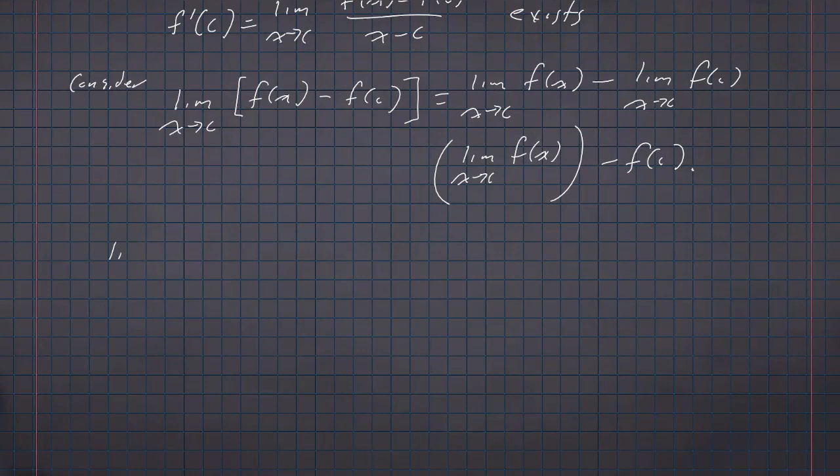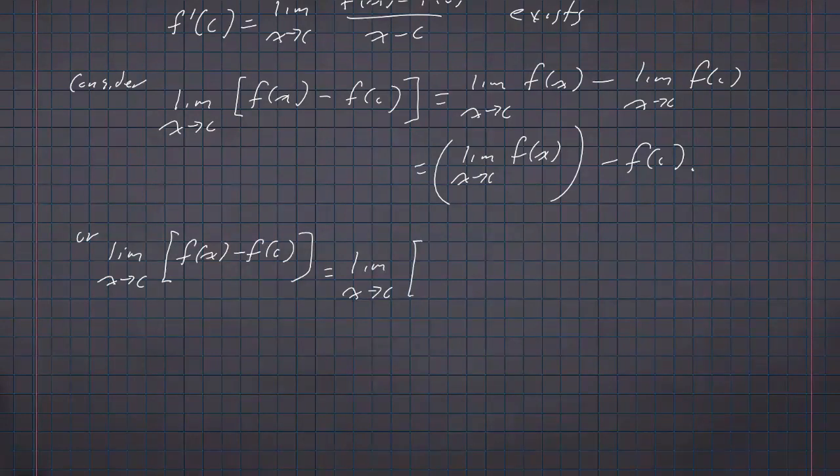But now let's do something silly. Going back to the same starting point, the limit as x approaches c of f of x minus f of c. I'm going to do mathematicians' second favorite thing. Mathematicians' favorite thing is to add and subtract the same thing and pretend that nothing happened. Mathematicians' second favorite thing is to multiply and divide the same thing and pretend that nothing happened.